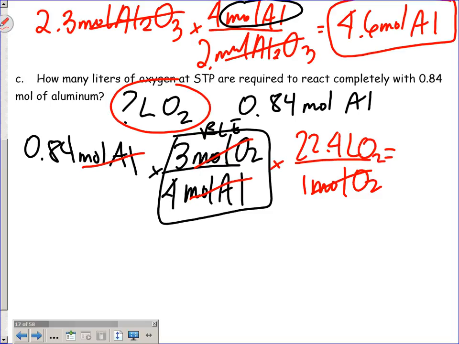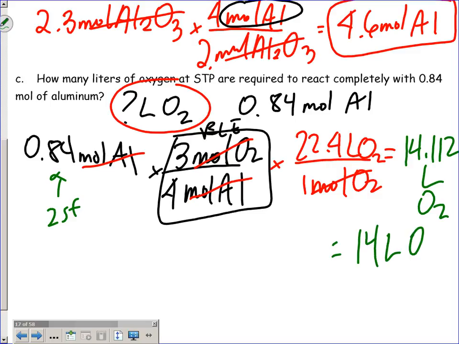So stop and calculate, what do you guys get? 14.112 is what I've heard, and that needs to be rounded to the correct sig figs. My sig figs here start with 2 sig figs, so what would I convert to? Just straight 14. So 14 liters of oxygen. Give me a thumbs up if I'm good to move on here. I'm trying to at least do a sample of different types of questions for you.